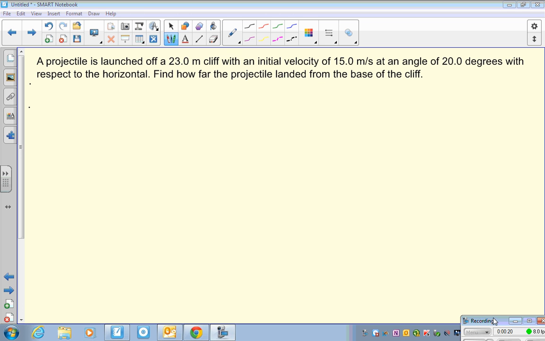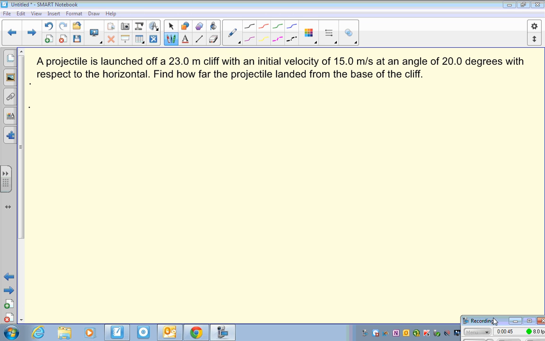So we have a projectile that's being launched off a 23.0 meter cliff with an initial velocity of 15 meters per second at an angle of 20.0 degrees with respect to the horizontal. Find how far the projectile landed from the base of the cliff. So the very first thing that you want to do is to draw a diagram and write down what you know. And it could be either given to you or things that you have to assume.